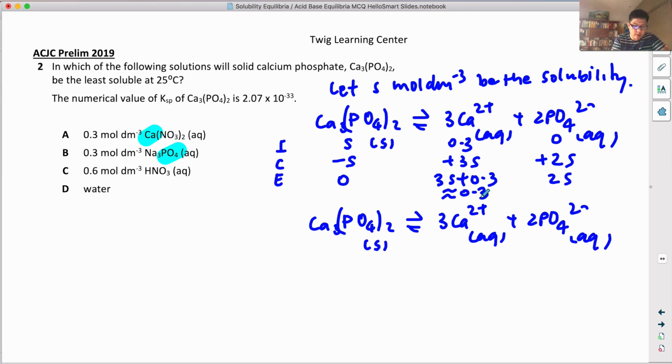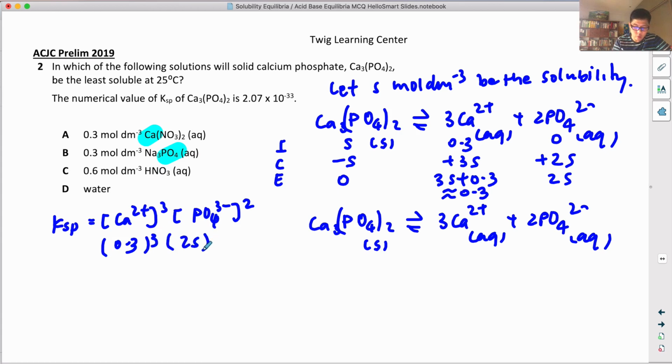With that, we can calculate the solubility. Ksp equals calcium 2 plus cubed times phosphate squared. So this is 0.3 cubed, and this part is 2S squared. I want you to solve for the solubility S, and I believe the answer here should be 1.38 times 10 to the power minus 16. Since the Ksp is given, you just have to plug it in here and solve for S. This will be the value in moles per dm cube.